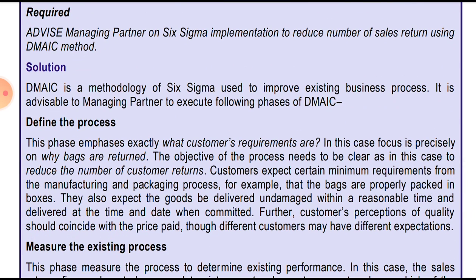This phase emphasizes exactly what the customer requirements are. In this case the focus is precisely on why the bags are returned. First we have to define the problem: why the bags are returned. The objective of the process needs to be clear, in this case to reduce the number of customer returns. The problem, in short, is that there has been a huge sales return. So why are the customers returning the bags?